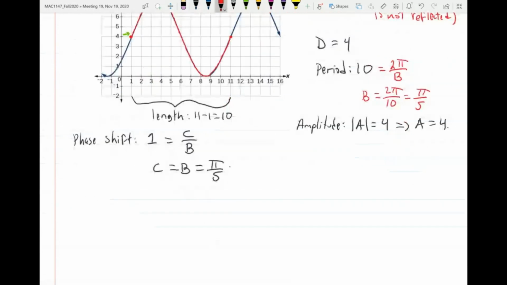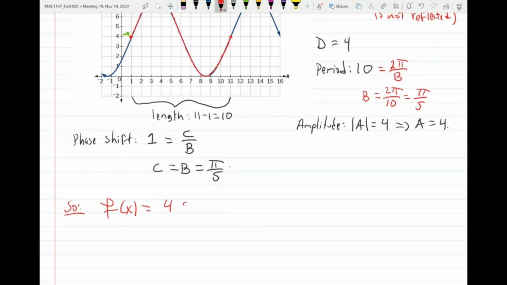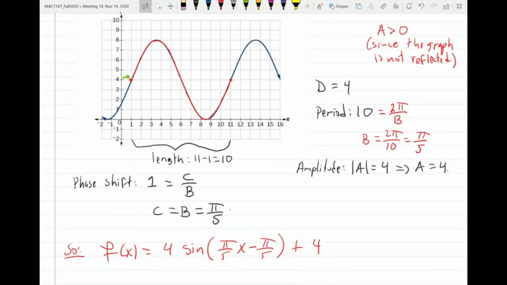What's the formula for f? So f of x is going to be equal to 4 sine of pi over 5 x minus pi over 5, plus 4. Questions?